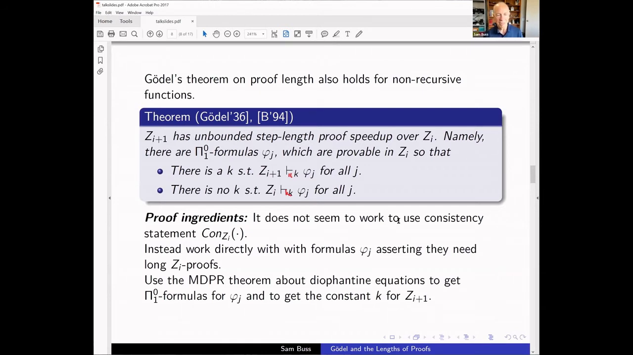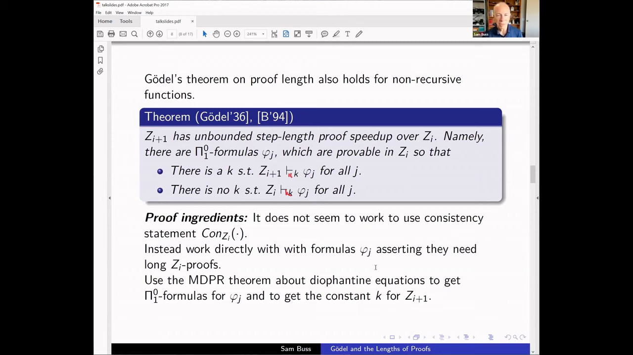A couple things to notice here. We use Matiyasevich's theorem, the MDRP theorem about Diophantine equations, to get the Pi^0_1 formulas for phi_j. Remember, phi_j said there does not exist an x such that such and such, so it's a Pi_1 formula, and we can use Diophantine equations. And once we are in the setting of Diophantine equations, we can actually get constant step length k proofs in Z_{i+1}. I'm not going to go into more details, but I just throw that out as what's going on.